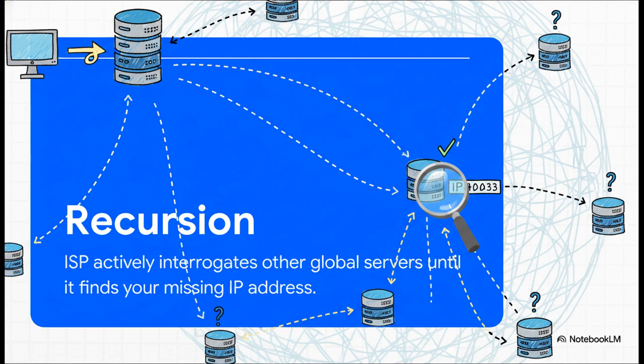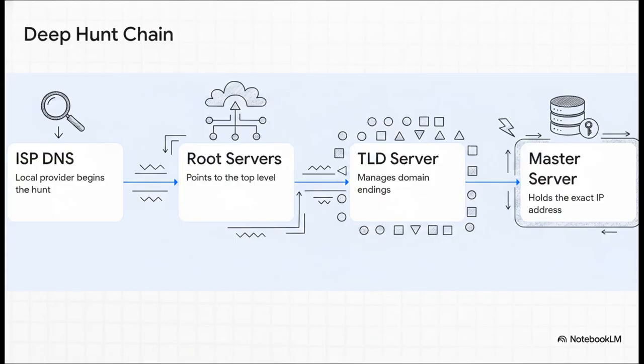Now, I know recursion sounds like some scary IT jargon, but let's translate that into simple words. Basically, recursion is just your local internet provider's DNS server acting as your own personal detective. When we ask for a website, this server doesn't just pass the buck and say, gee, I don't know. Instead, it actively takes over the hunt on your behalf. It goes out and interrogates other servers around the world, piece by piece, until it finally tracks down your missing IP address. And this deep hunt, it follows a really strict 4-step journey straight up the internet's global hierarchy.